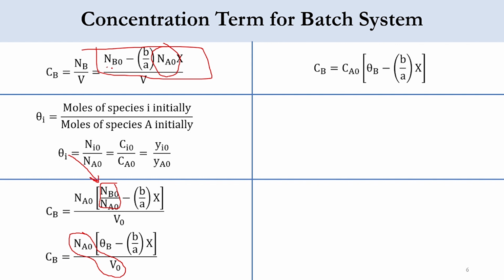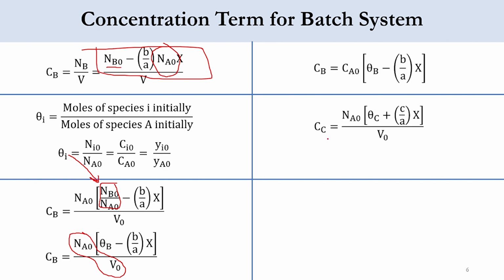Here it was not present, so obviously it will be divided here, which is Nb naught over Na naught minus B over A into x. This Nb naught over Na naught, as per this definition, is converted to theta. So for this B, it will be theta B. And this Na naught over V naught from outside the bracket will be converted to Ca naught. So Cb is equal to Ca naught theta B minus B over A into x.